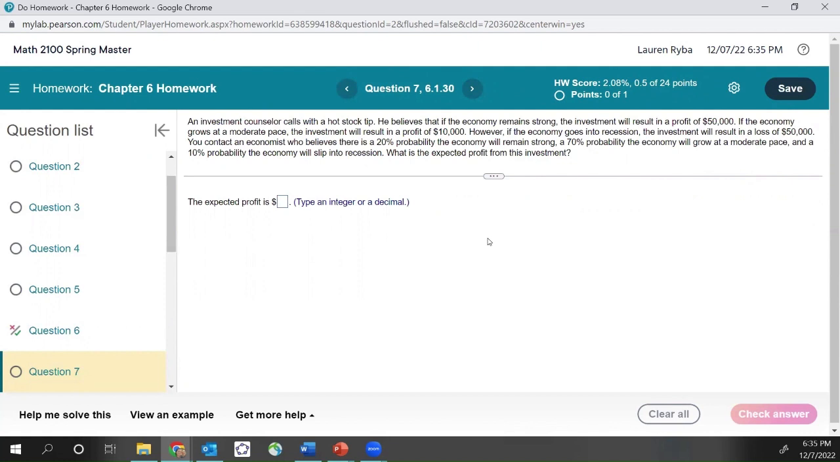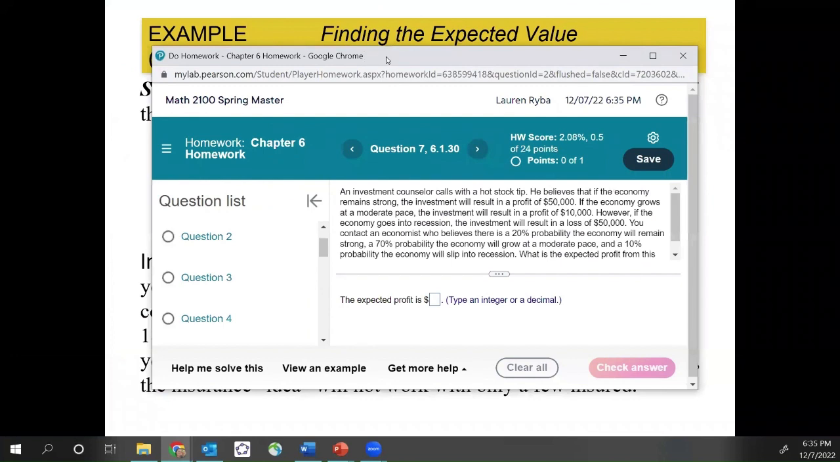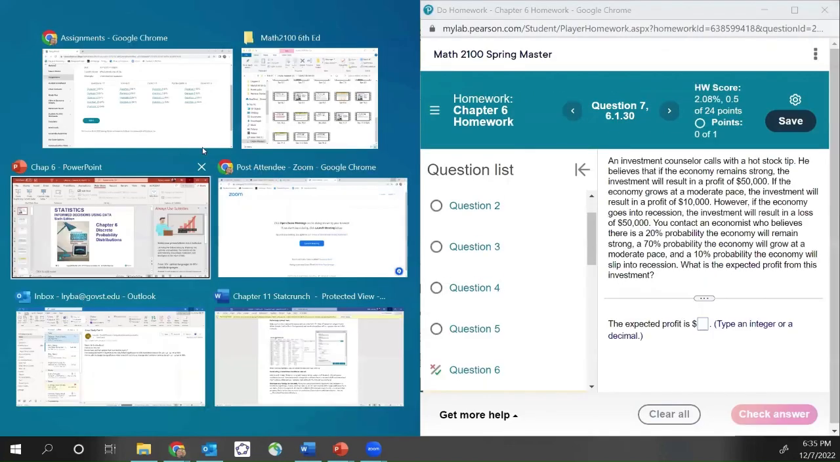Okay, so here's an expected value one. An investment counselor calls with a hot stock tip. He believes that if the economy remains strong, the investment will result in a profit of $50,000. If the economy grows at a moderate pace, the investment will profit $10,000. However, if the economy goes into recession, the investment will result in a loss of $50,000. You contact the economist who believes there's a 20% probability the economy will remain strong, 70% probability it will grow at a moderate pace, and a 10% probability it will slip into a recession. What's the expected profit?